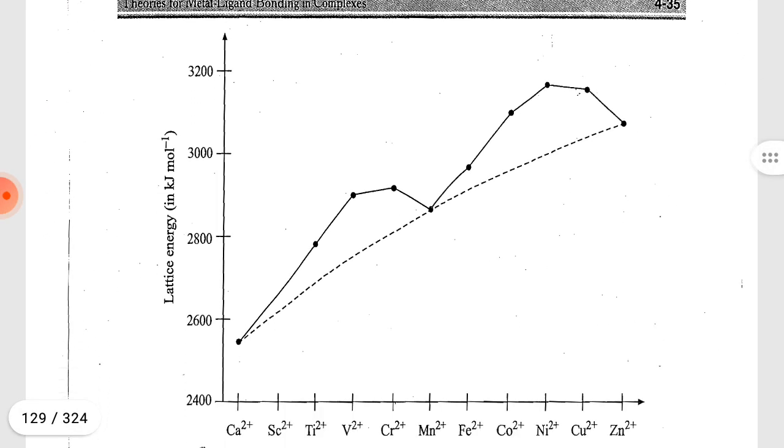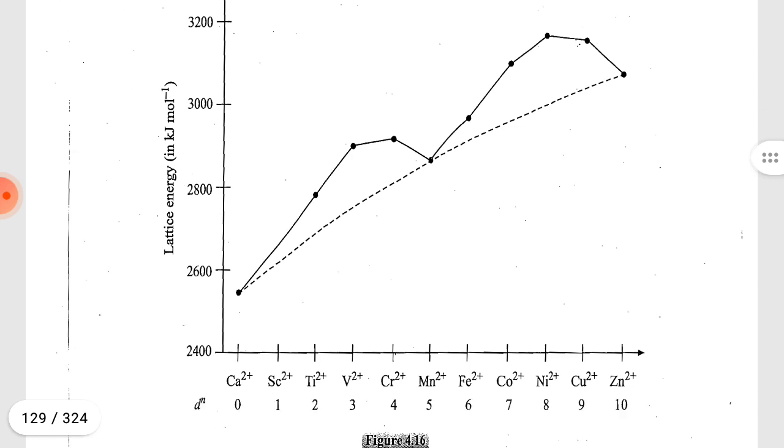Lattice energy in kilojoule per mole. Lattice energy is increasing from calcium 0, scandium 1 till titanium 2. Then it is constant until vanadium 3. Then the lattice energy is decreasing from vanadium 3, chromium 4, manganese 5.